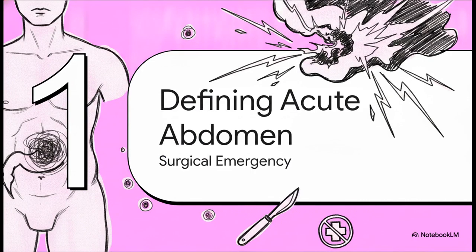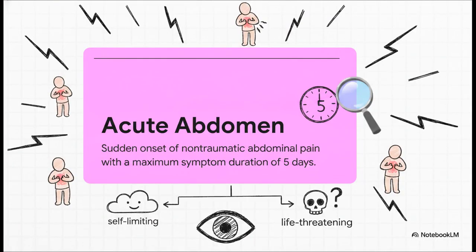All right, Section 1, defining the acute abdomen. So an acute abdomen is kind of this broad umbrella term. By definition, it refers to the sudden onset of non-traumatic abdominal pain that's been present for a maximum of 5 days. Now, this is a seriously tricky presentation because the severity ranges so vastly. It can be something completely self-limiting or it can be immediately life-threatening.